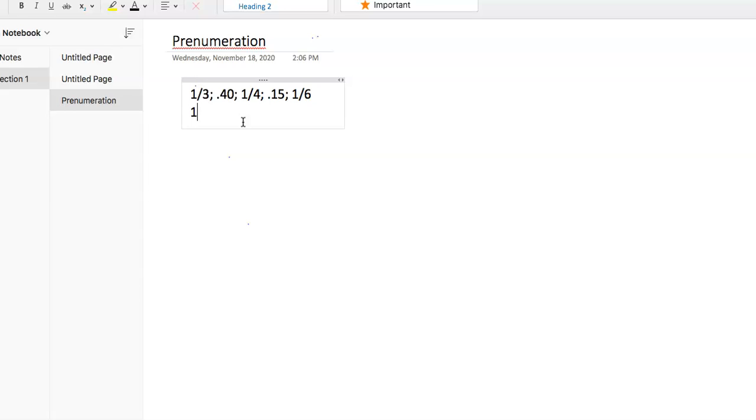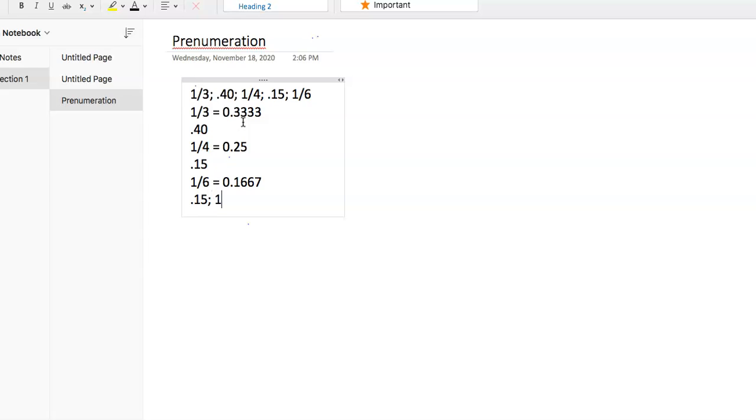So let's go ahead and go through this. 1/3 equals 0.33. 0.40, we don't have to do anything with that one. 1/4 is 0.25. 0.15, don't have to do anything with that one. 1/6. Now we've got them all in decimal form, and now we just have to order them up.